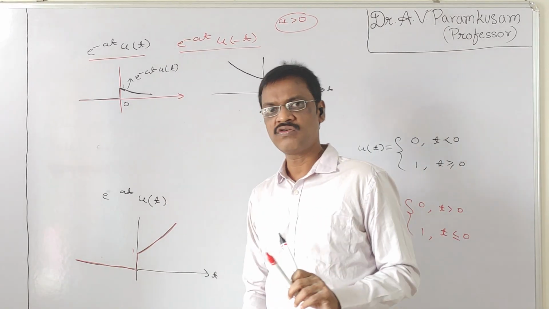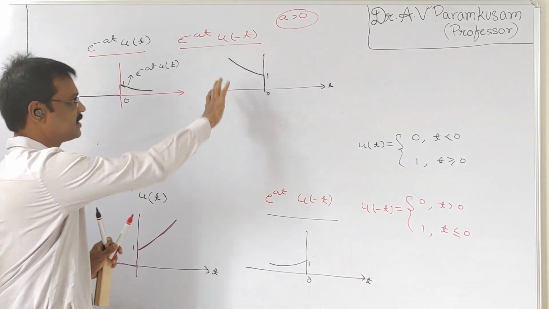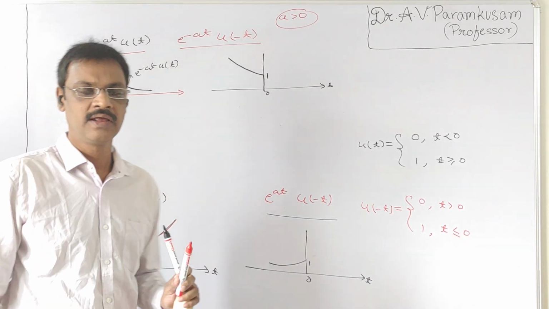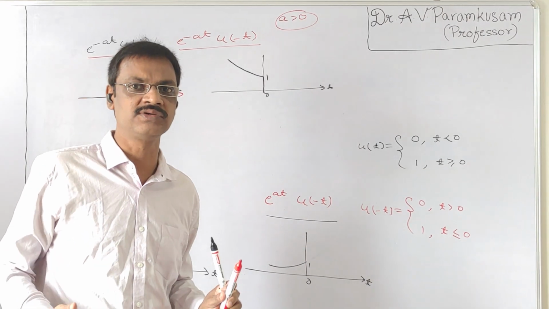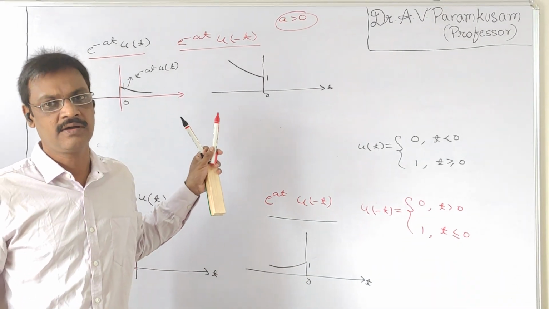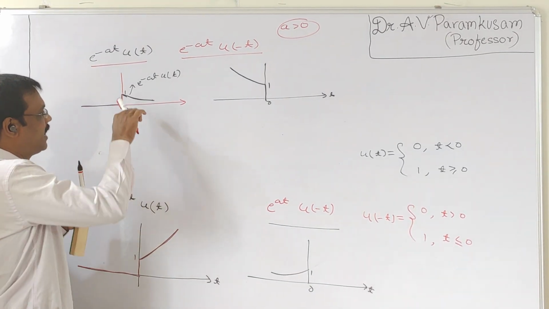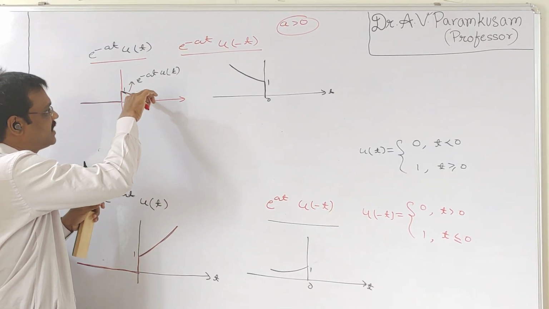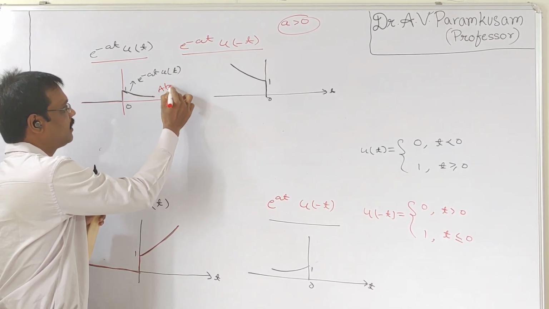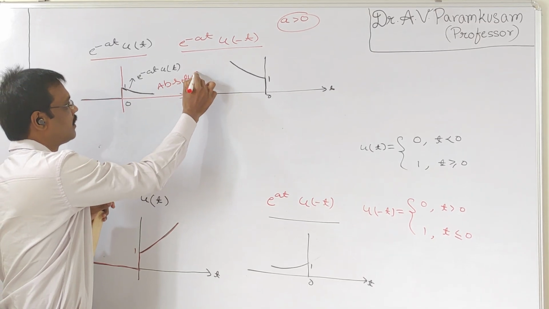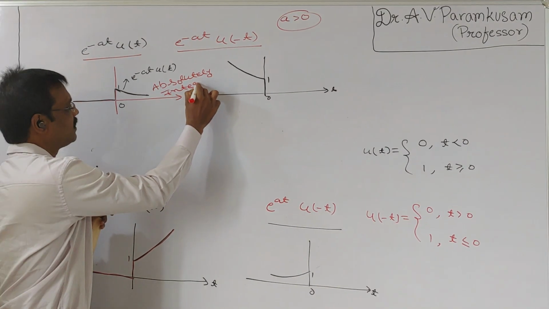Of course, it is not necessary to integrate all the signals to check whether that value is less than infinity or not. By seeing those signals, we can come to the conclusion whether the signal is absolutely integrable or not. See here, as t tends to infinity, the signal tends to 0. So this signal is absolutely integrable.